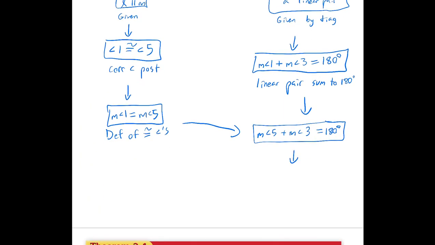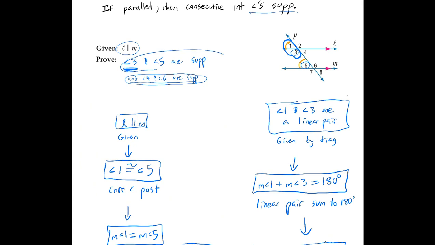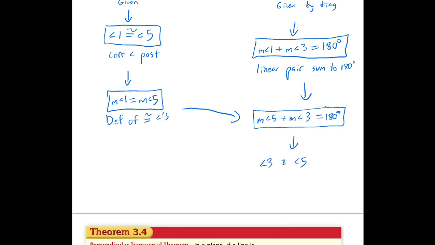So if we know they add to 180, well then that means that angle 3 and angle 5, notice I swapped the order. It's because I want to match the thing to prove exactly, but the order wouldn't have mattered there. Are supplementary. And how do we get from an algebraic statement to a word statement? Well, that's always the definition of supplementary angles.